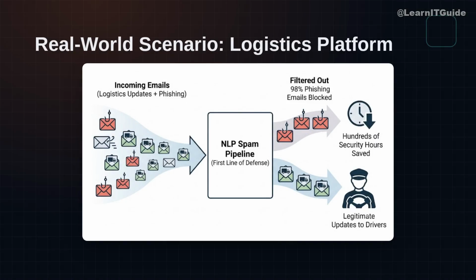Think about a logistics company. They send millions of updates. Attackers send fake emails to drivers to steal credentials. This pipeline acts as a first line of defense. By catching these phishing attempts automatically, they save hundreds of hours of security work every single month. That is the real-world impact of these models.